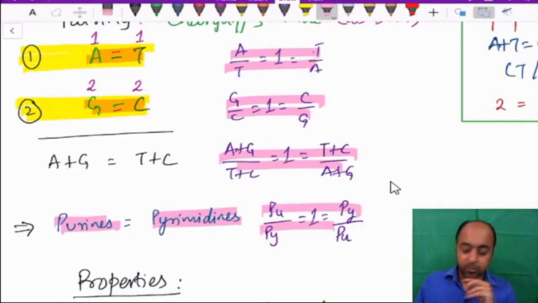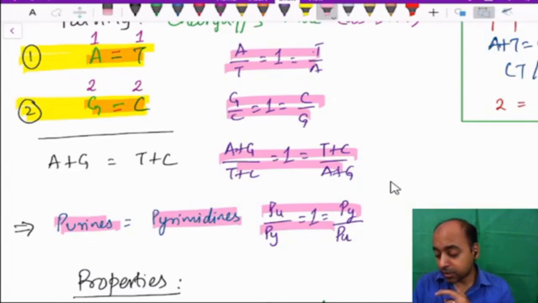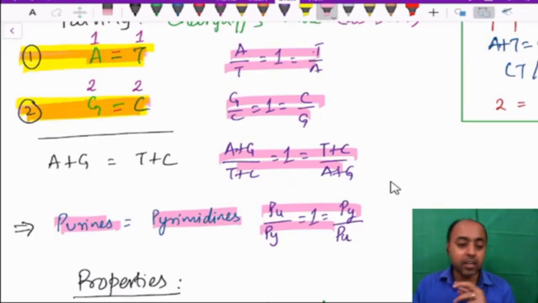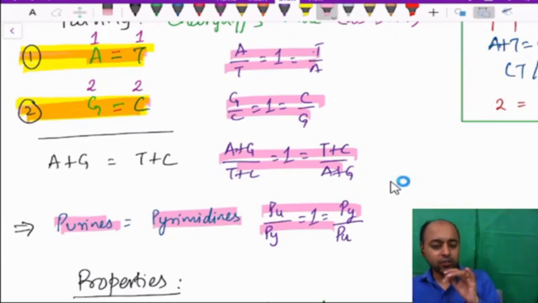Now it can become cumbersome to remember all the relationships. So what we do, we remember the equation 1 where A is equal to T, and we remember the equation 2 where G is equal to C, and wherever required we replace the letters by numbers. After replacement, if the two sides of a given equation are equal, the given equation is correct. If they are not equal, then the given equation is not correct.